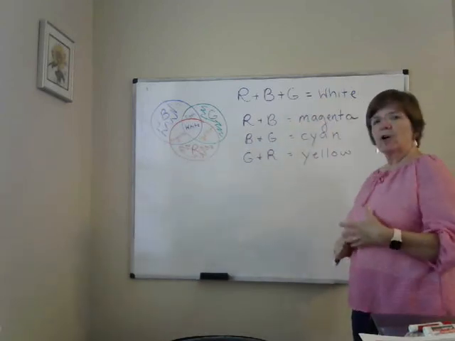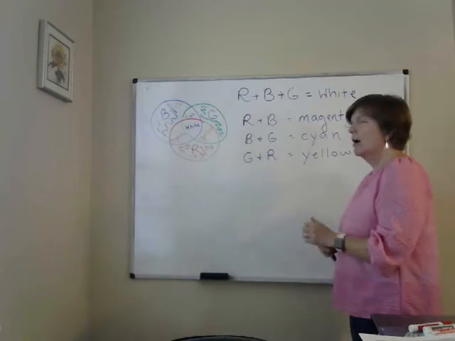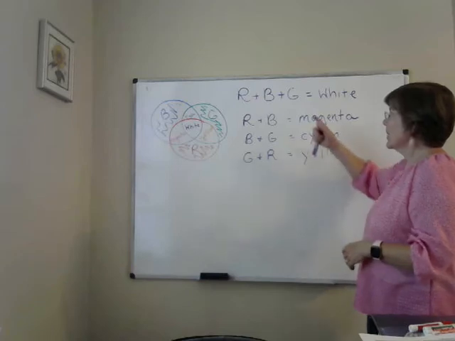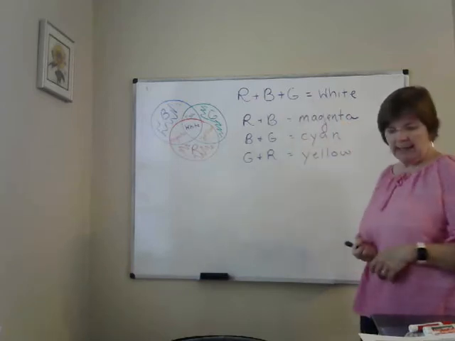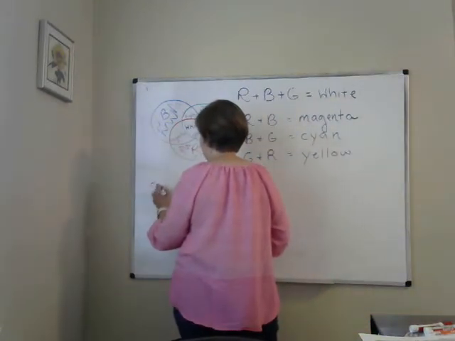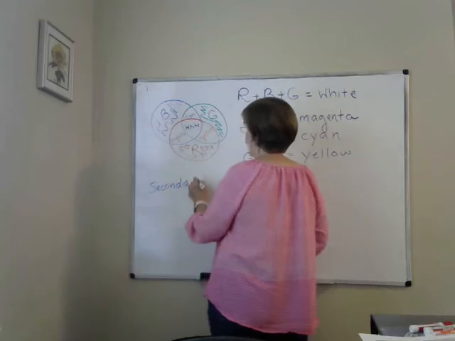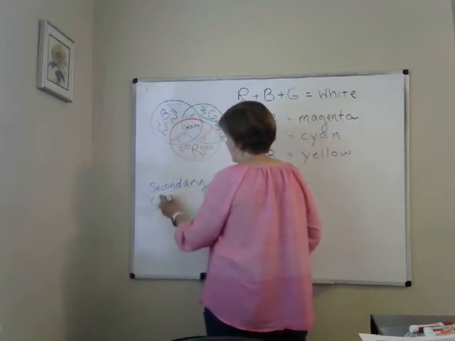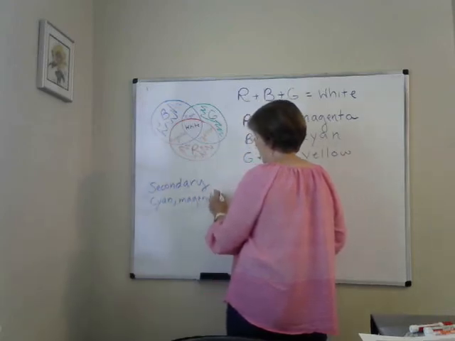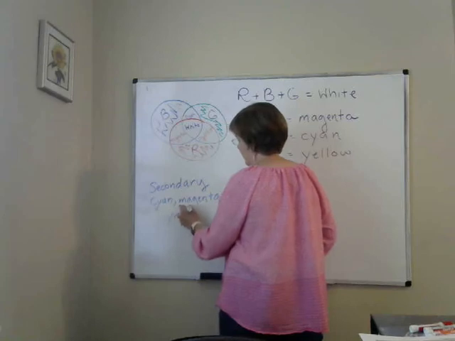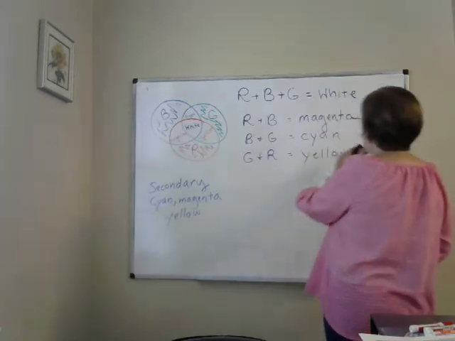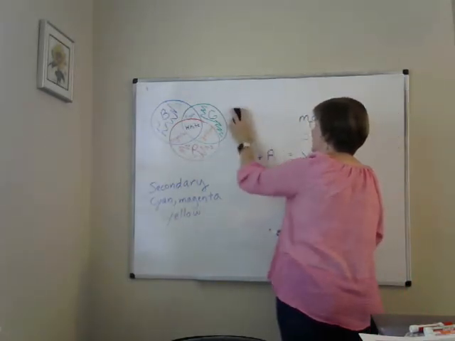There's something else we want to talk about, and that's called complementary colors. Complementary colors add to make white. Now, the primary colors are red, blue, and green. The secondary colors of light are cyan, magenta, and yellow. Those are our secondary colors. All right, complementary colors add to make white.